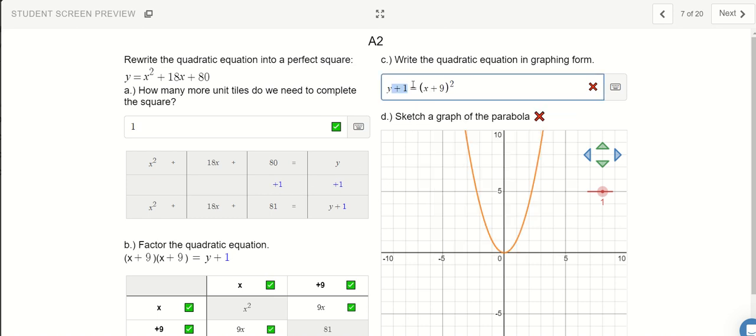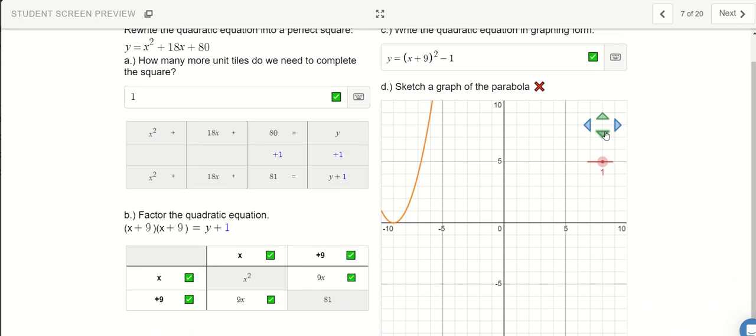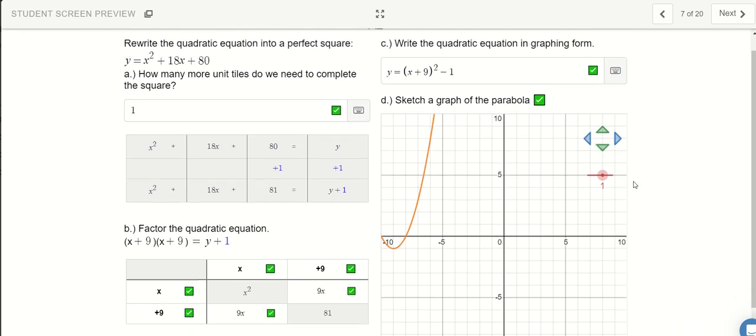So to complete the graphing form, we need to move this 1 to the other side. And now we can go ahead and graph, right? So +9 actually means moving left, right? Left 9. All right, and -1, y works the same way we think it would. Down, -1 means down 1.